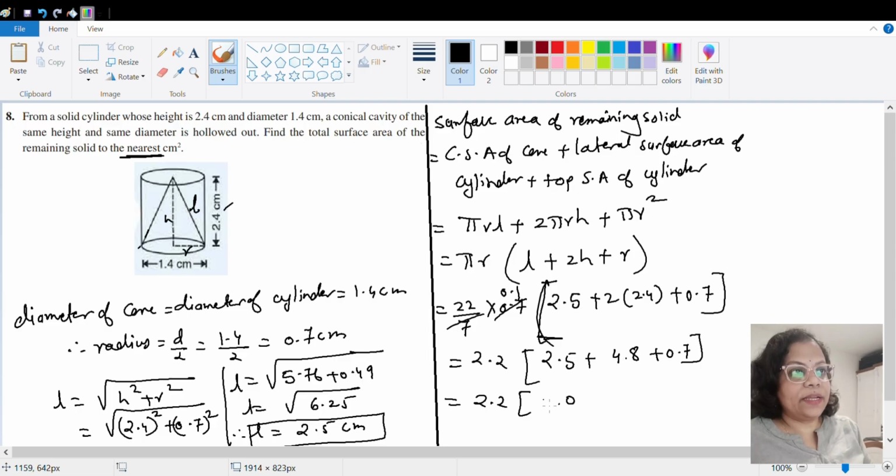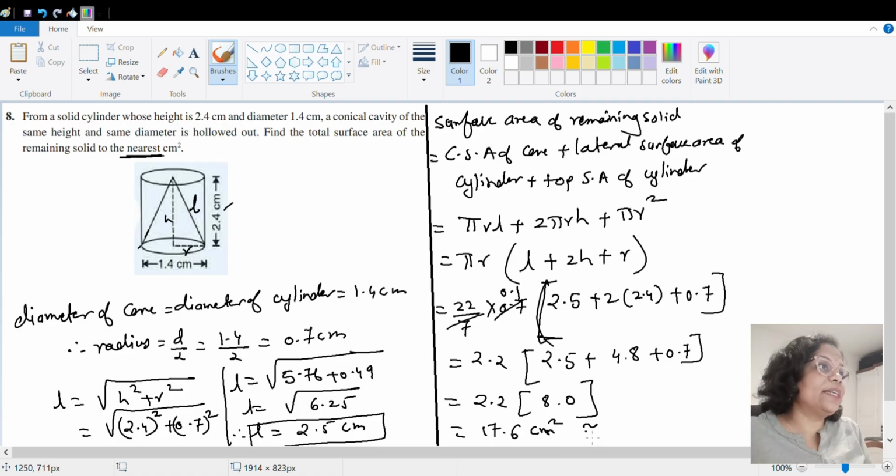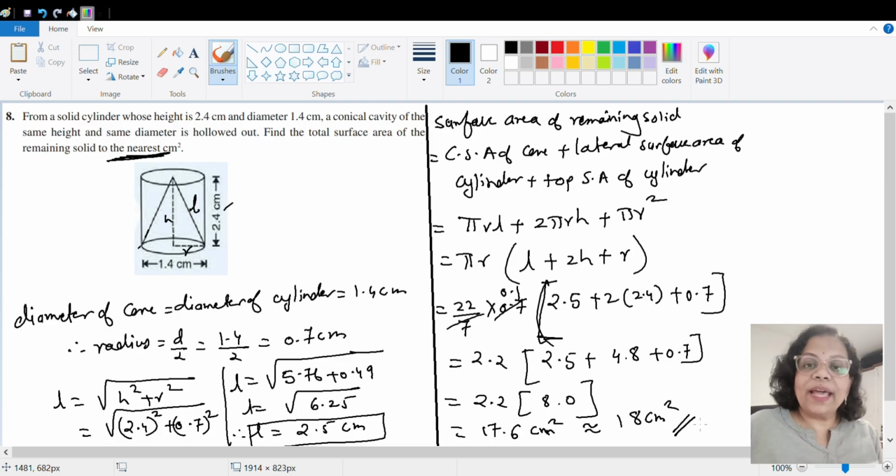it becomes 8. So multiplication if you do, this becomes 17.6 centimeter square, but we have to round it off because it is said we have to go for nearest one. So it will be rounding off to 18 centimeter square. So this will be the area of the hollow. If you remove that conical cavity, what will be the remaining area? It will be 18 centimeter square. Hope you have understood. Let's go to question number 9. That is the last question.